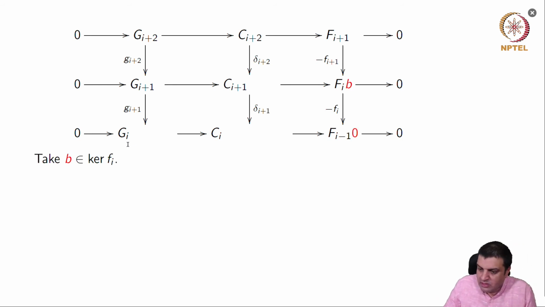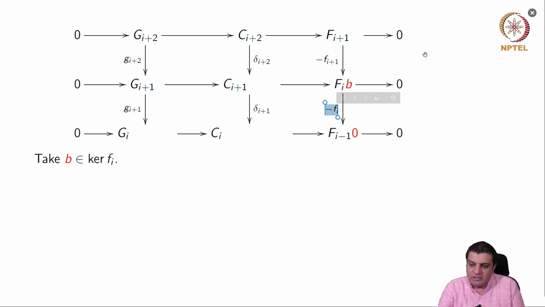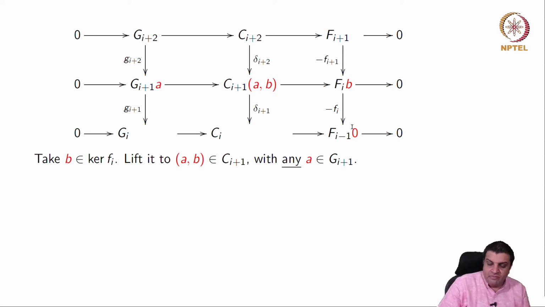Okay, so let's take a b. We'll do a diagram chase like earlier. Let's take a b, which is in the kernel of fi. Kernel of fi is the same thing as kernel of minus fi. So this b here goes to 0. Now lift it to any a comma b. Remember, C i plus 1 is the direct sum of these two things. So lift it to any a comma b, where a is from G i plus 1 and b is whatever. It doesn't matter what a is. Lift it here.